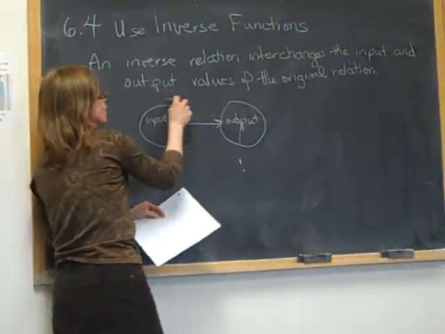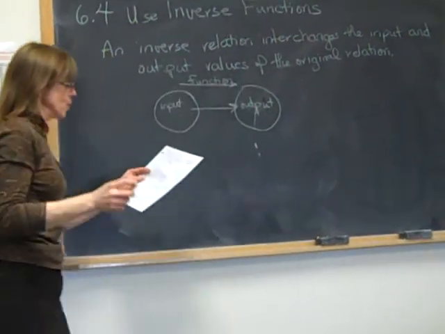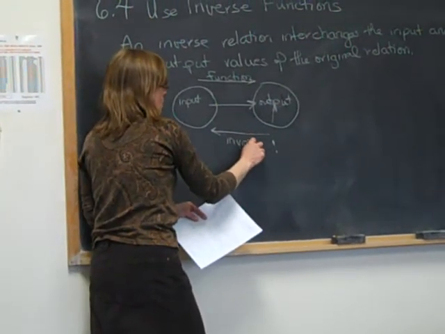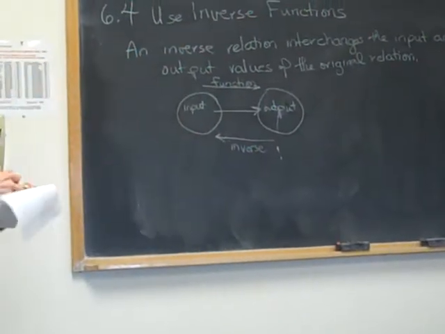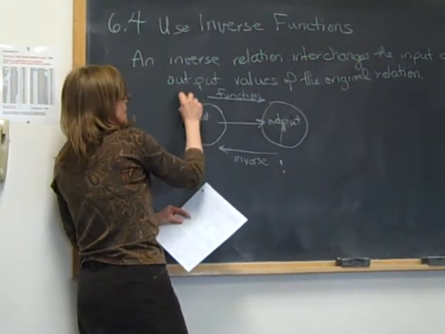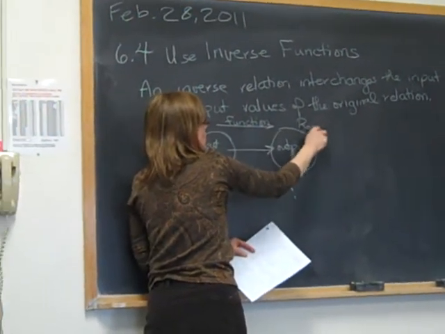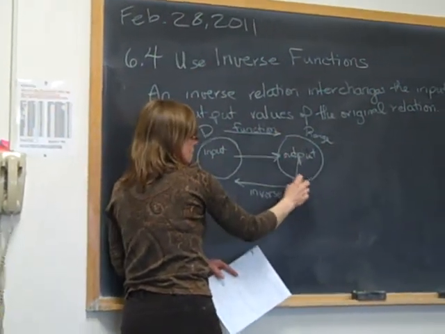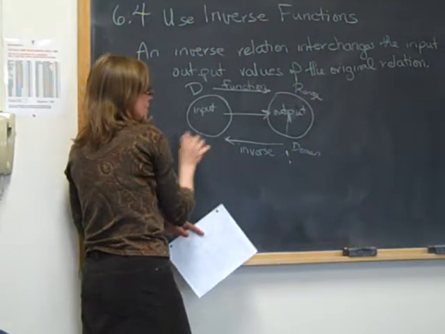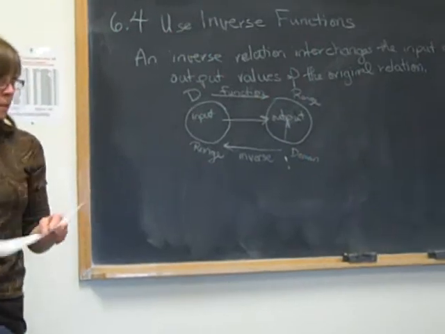For a function, we go from the input to the output. For its inverse, we are going the backwards direction. We're going to undo whatever the function did to our input. So in a function, the input is our domain and the output is our range, whereas for an inverse, the output becomes our domain, and what initially was our input is now the range.